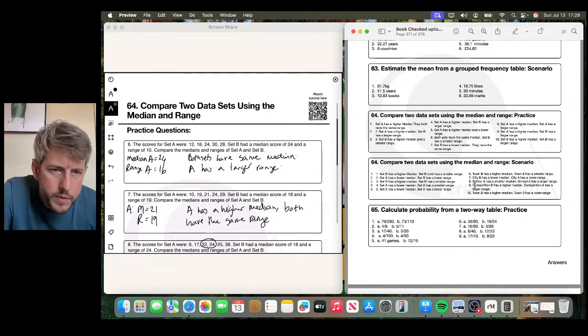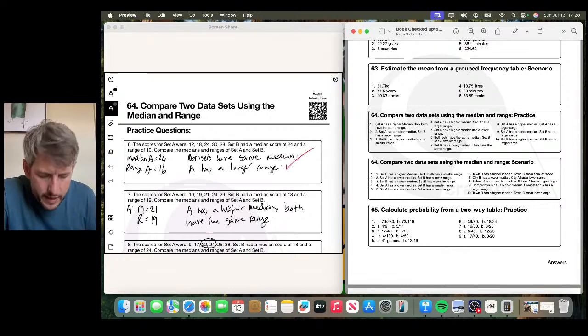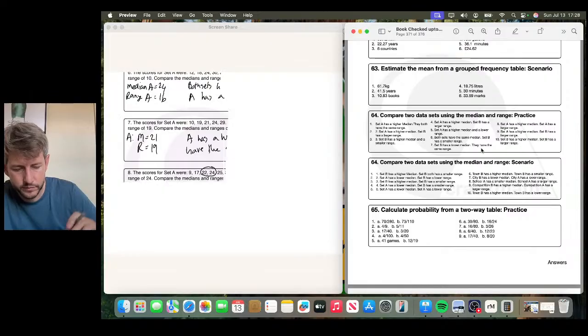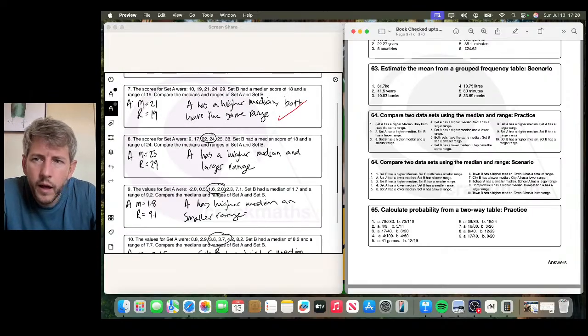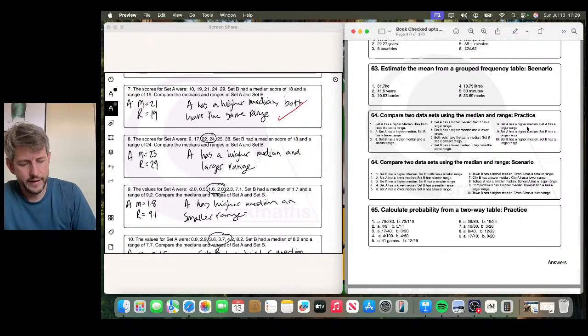Okay, so number 6. Oh no, here we are. Same median, smaller range. Yeah. Set B has a lower. Yeah, so set A has a higher median. They have the same range. Yeah. 8. A has higher median. A has larger range. A has higher median and larger range. Yep.